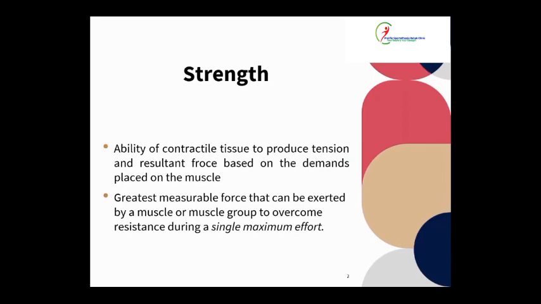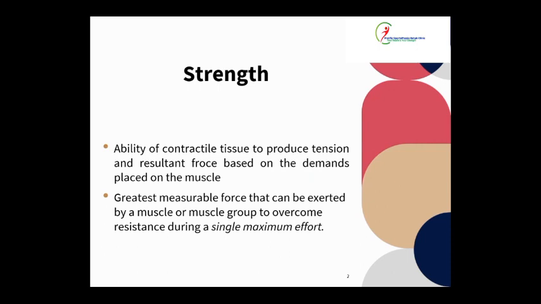We said strength is the ability of a contractile tissue to produce tension and resultant force based on the demands placed on the muscle. The greater measurable force that can be exerted by a muscle or a group of muscle to overcome a resistance during a single maximum effort. So this still will be the strength of the muscle. Is the ability of contractile tissues to produce a tension.